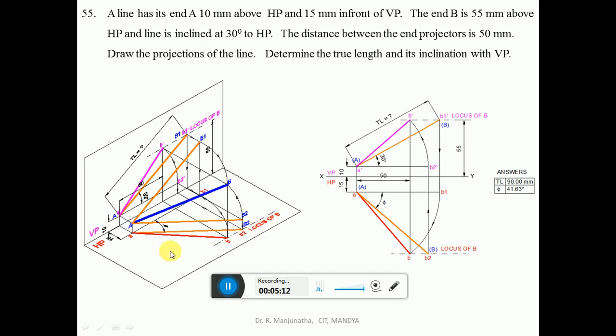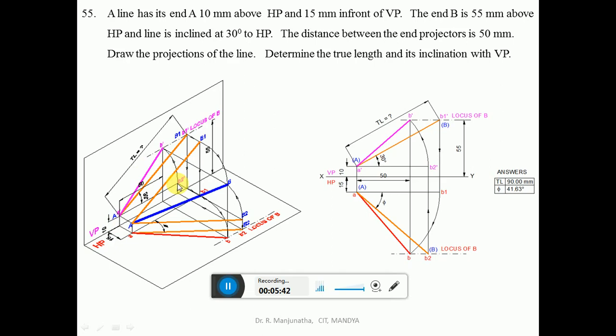But now we got the top view and we know the true length in the front view. Now we need to find out the true length in the top view. So how to find out the true length in the top view? You make the front view line parallel. So how to make that front view line parallel? With A dash as center, you take the radius of A dash B dash and you draw an arc such that A dash is above HP by 10 mm. So B2 dash is also above HP by 10 mm.